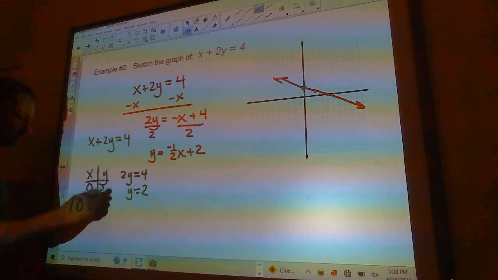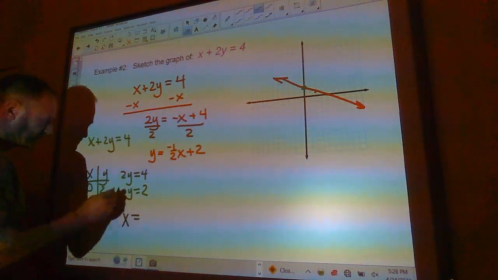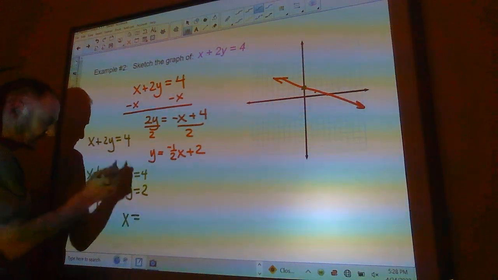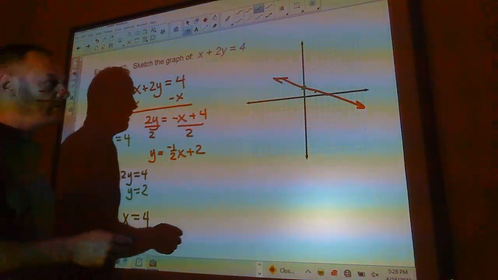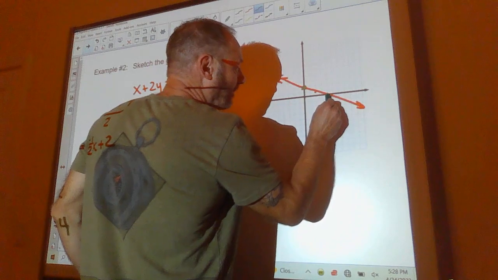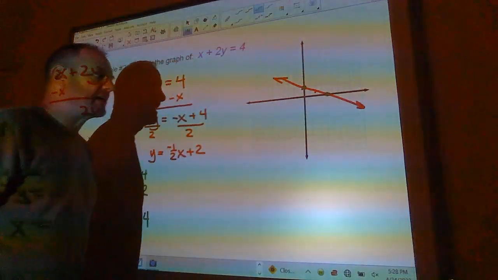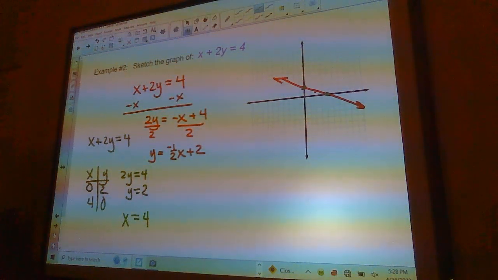And then I plug 0 in for y, so I get x plus 0 equals 4, and so x is 4. Well, 1, 2, 3, 4. Oh, look at that. I end up with the exact same line. Okay.